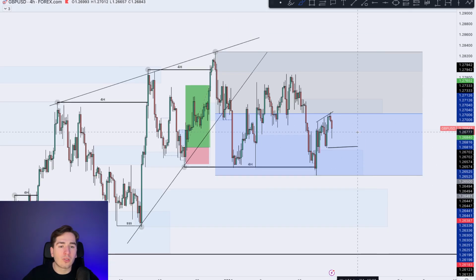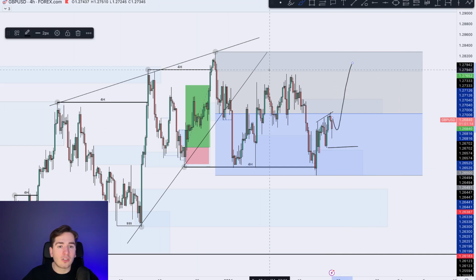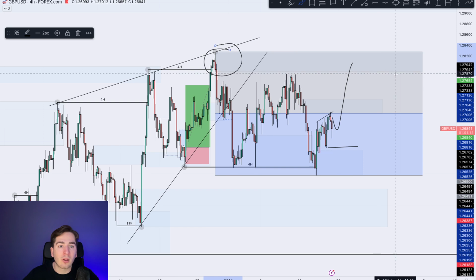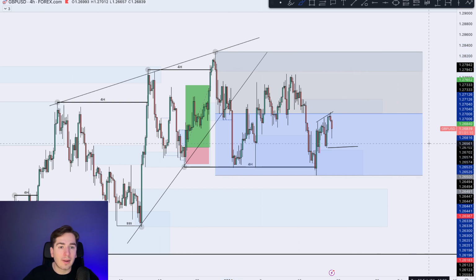I'm not looking for longs at the moment. Not high probability for myself. If we do push up higher, I'll just let it rip and I'll wait for this area of supply over here to then look for a short on pound dollar.